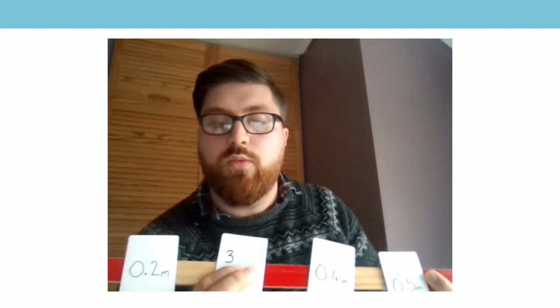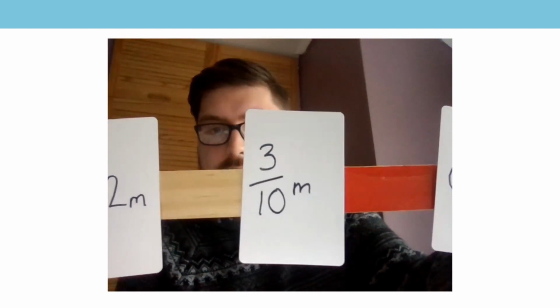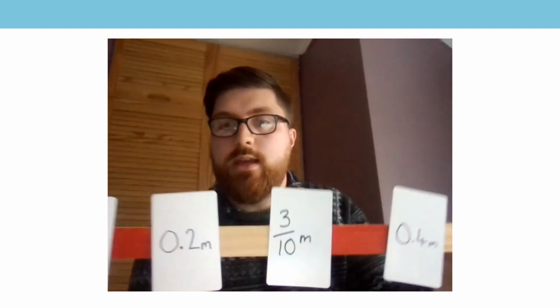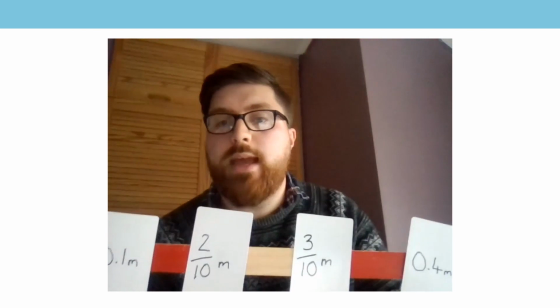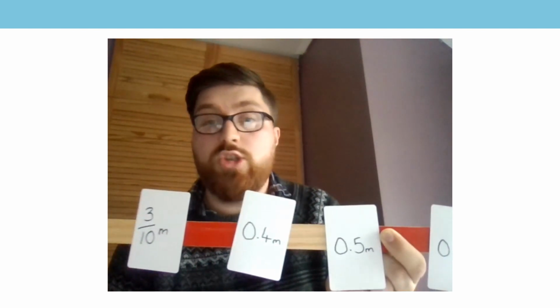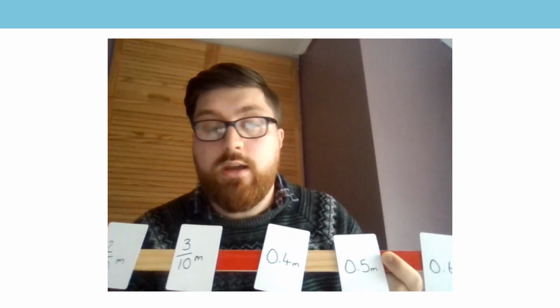And can you see, we could also represent these as fractions, couldn't we? Okay, so I could say 3/10 of a meter. Or for example, 2/10 of a meter, and so on. Okay, it's just like our number line. We've just shown it on a meter stick now.